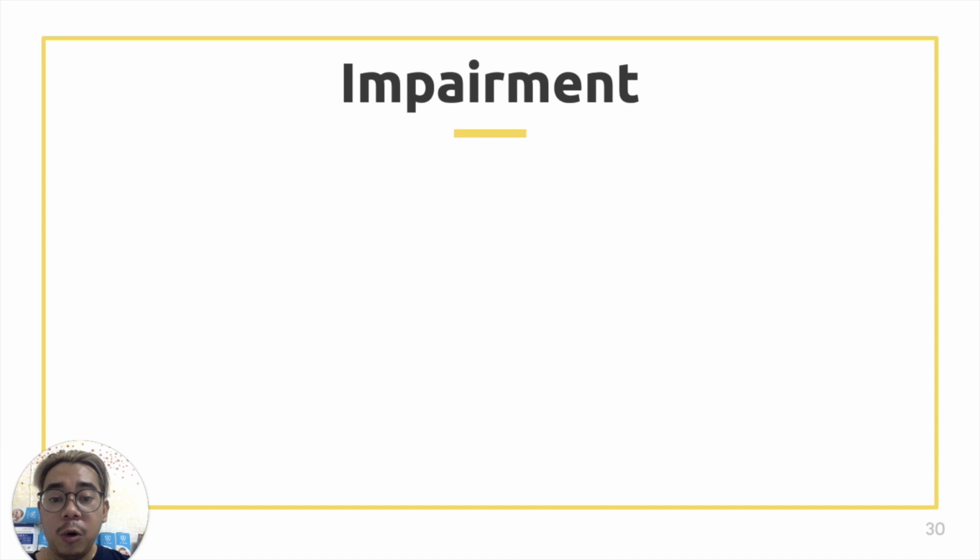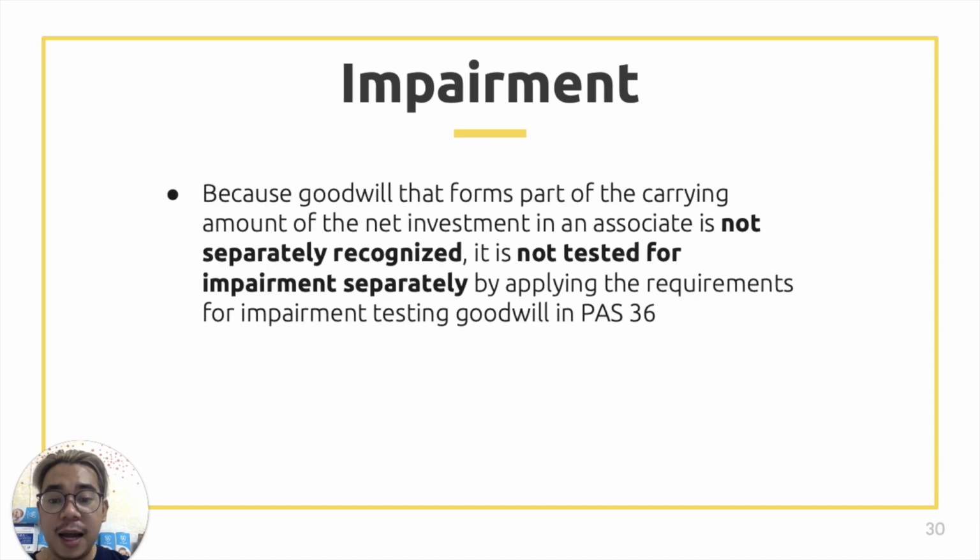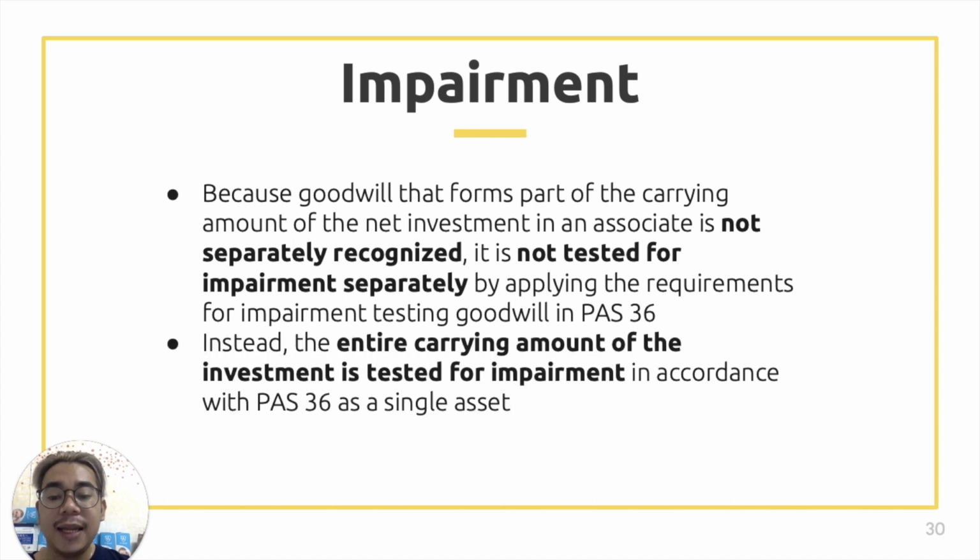Finally, do we impair the investment account? Yes, because goodwill forms part of the carrying amount of the net investment in an associate, it is not tested for impairment separately. But the entire carrying amount of the investment is tested for impairment in accordance with PAS 36.